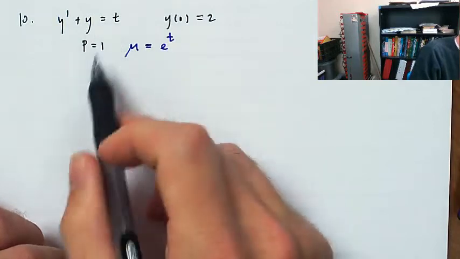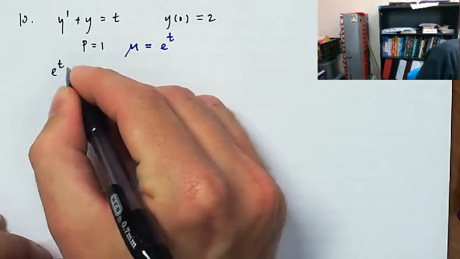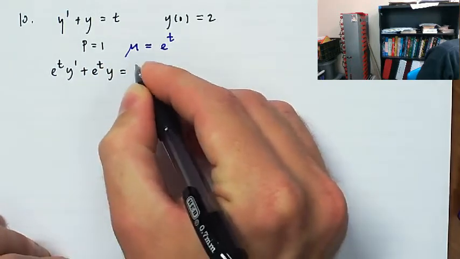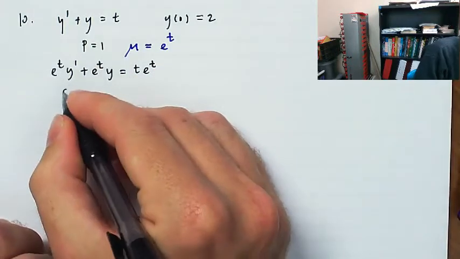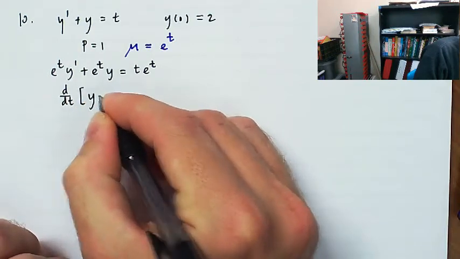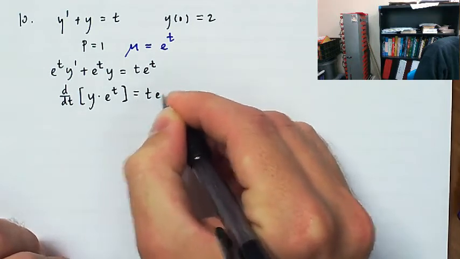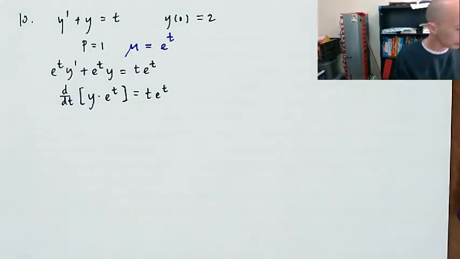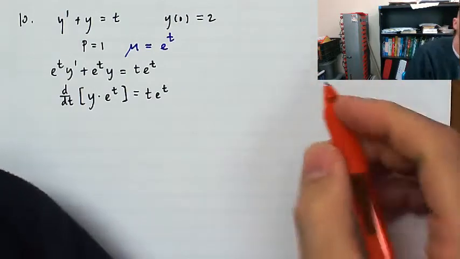I'm going to multiply both sides by mu, so I'm going to have e to the t y prime plus e to the t y equals t e to the t. And this is going to be a product rule derivative. And then I'm going to have to come up with an antiderivative for t e to the t with respect to t. And that one's going to require integration by parts for sure. So maybe I'll go over here off to the side.